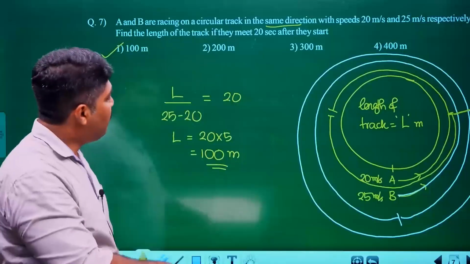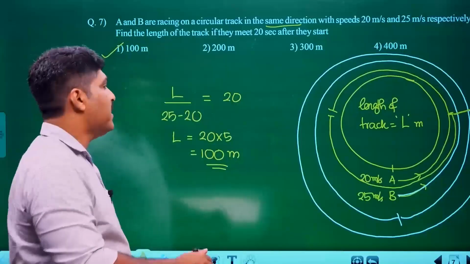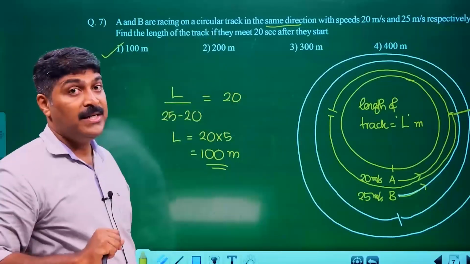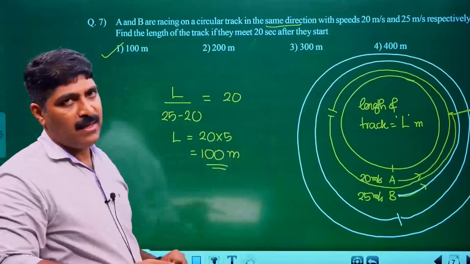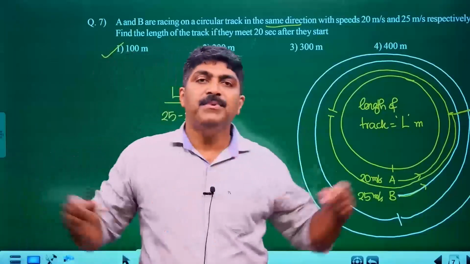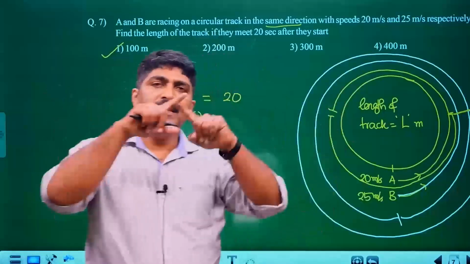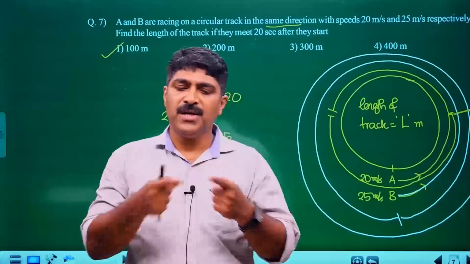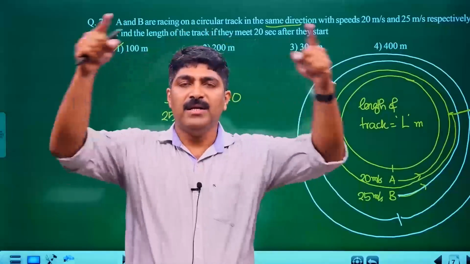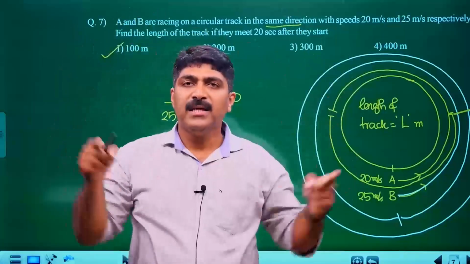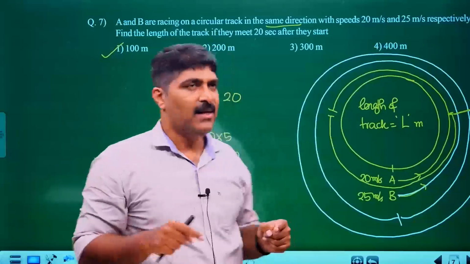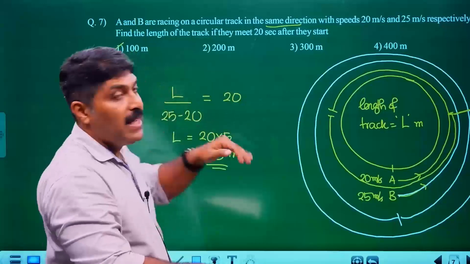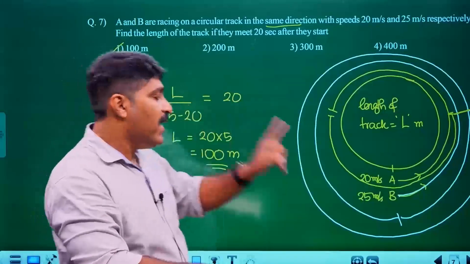So the first meeting time after the simultaneous start is one track length divided by relative speed. That's the concept here. Instead, if they are running in opposite directions, what will be the time required to meet for the first time? Immediately after their simultaneous start, they will meet at a certain point. That means during this period they together covered a total track length. So if they are in opposite directions, the time will be L divided by A plus B, whereas in the same direction it is L divided by A minus B.